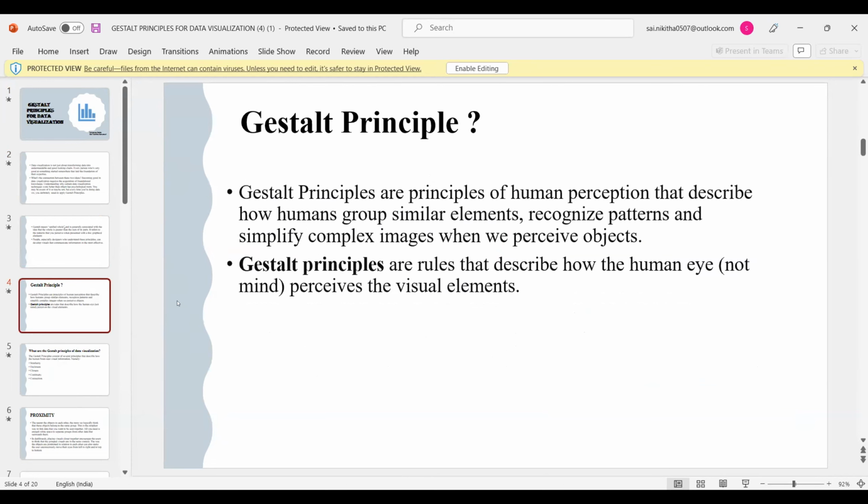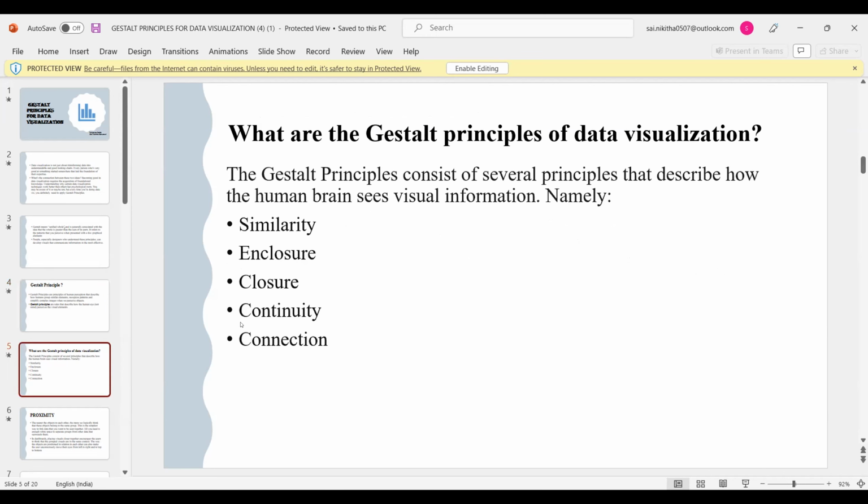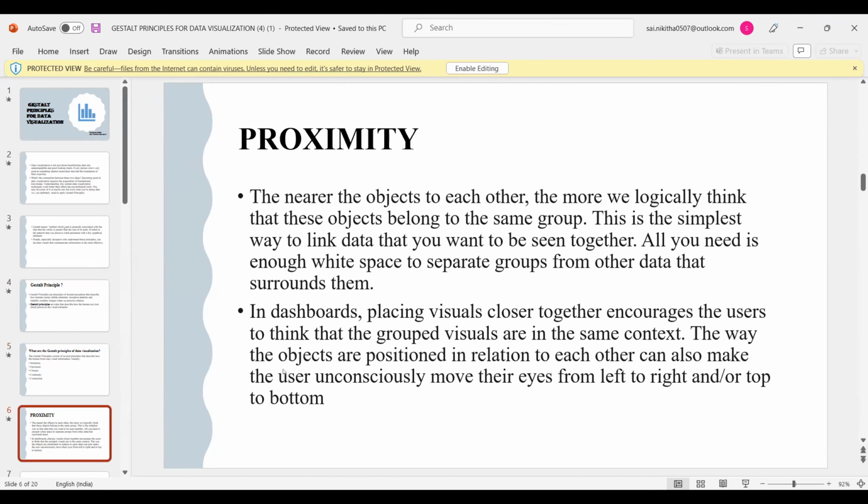Gestalt principles are the principles of human perception that describe how humans group similar elements, recognize patterns, and simplify complex images when we perceive objects. It means Gestalt principles describe how our brain visualizes the data. We have several principles in the Gestalt principles of data visualization. They are proximity, similarity, enclosure, closure, continuity, and connection. First, we move to proximity. Proximity is nothing but nearness or closeness.